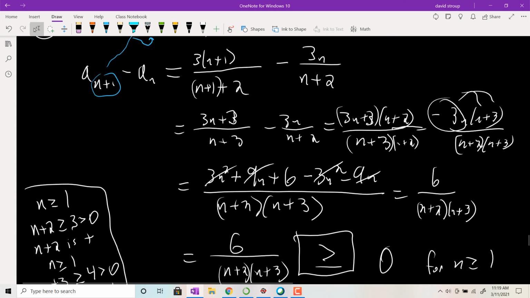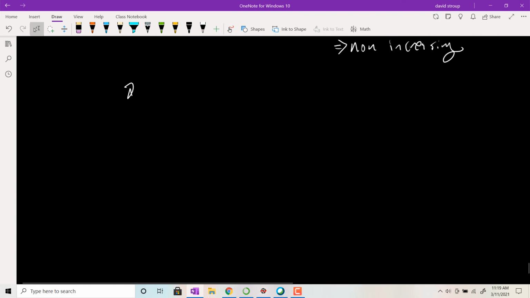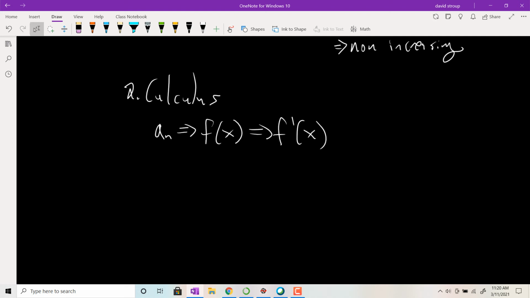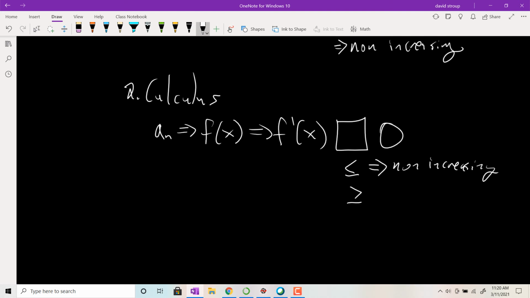Then come the calculus proofs. Okay? Calculus proofs for monotonicity. And what it comes down to is you're given a sequence, and then you'll take that sequence and convert it into a function. And then you'll take that function and take the derivative, and then you're comparing the derivative to 0. So if it's less than or equal to 0, that means it's non-increasing because it has kind of a negative slope, if you think of a derivative as kind of like a slope. And then greater than or equal to 0 will imply it's non-decreasing because it has kind of a positive slope.